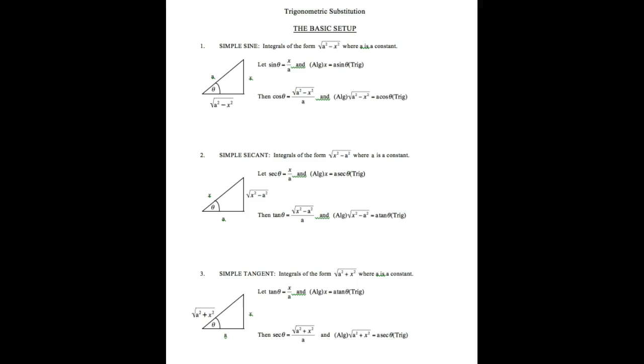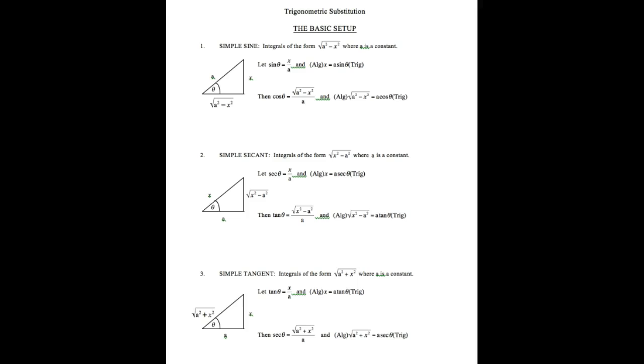One I call the simple sine. And that is applied when you have an integral of the form the square root of a squared minus x squared. For instance, like the square root of 4 minus x squared. So that a is a constant. And what I do is I build a triangle where I let the sine be simple. In other words, I put a fraction where you have the opposite side being x and the hypotenuse being a, the square root of that a squared.